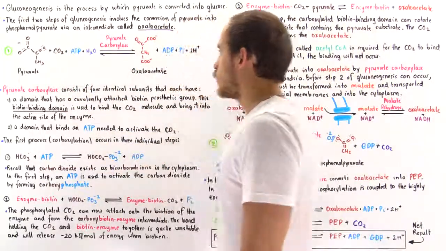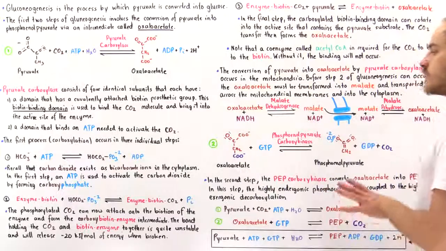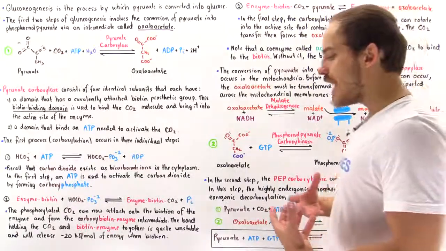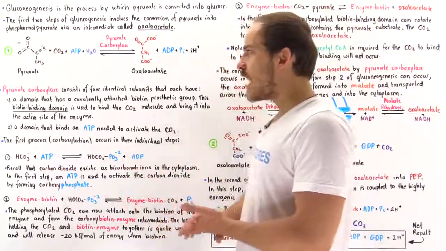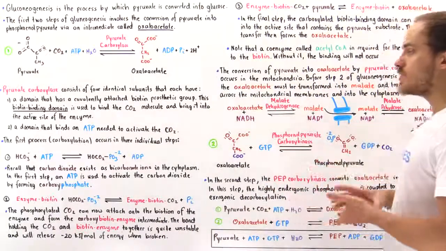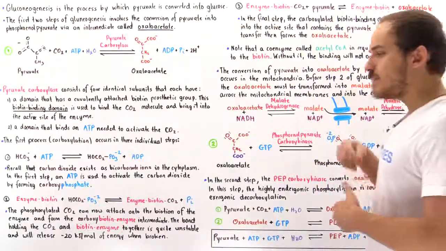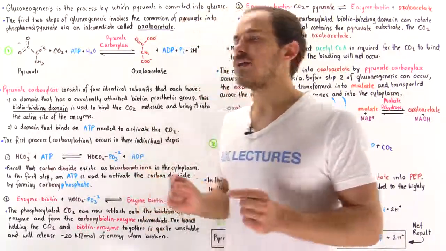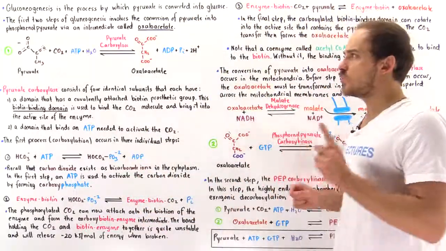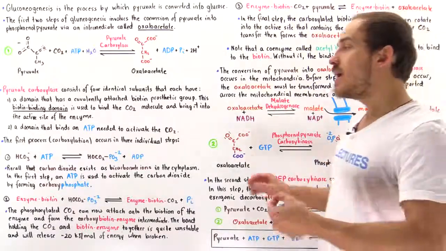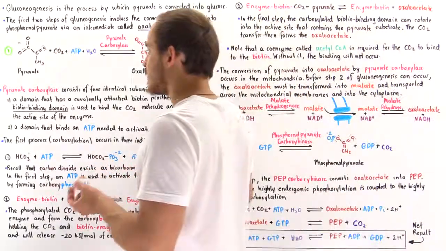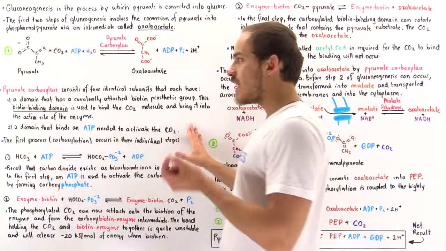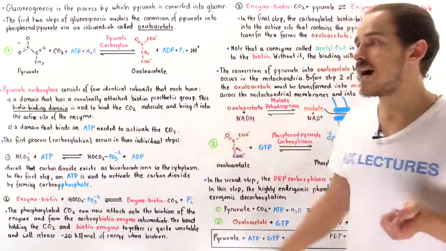Now, here we have two steps on the board. First step of gluconeogenesis and the second step of gluconeogenesis. And the goal of these two steps is to basically bypass the last irreversible step of glycolysis. Because remember, gluconeogenesis is not simply the reverse of glycolysis, and that's because glycolysis itself is a highly exergonic process.